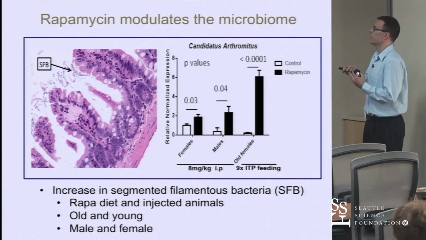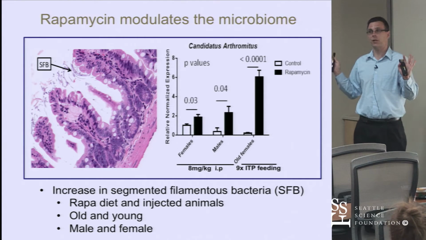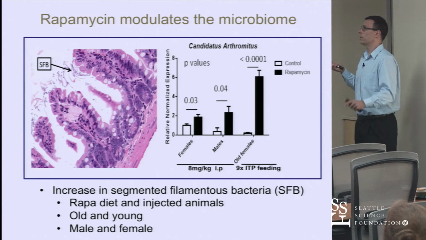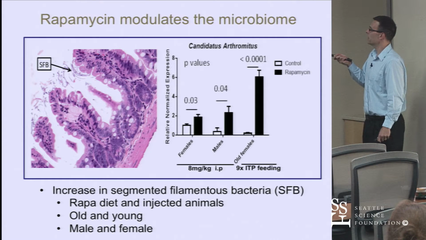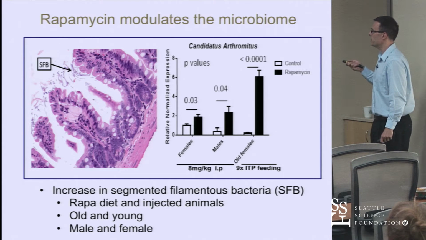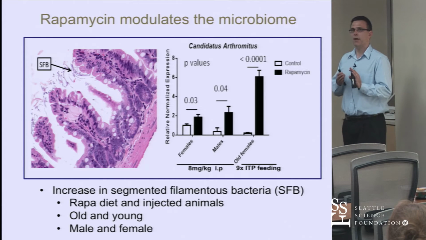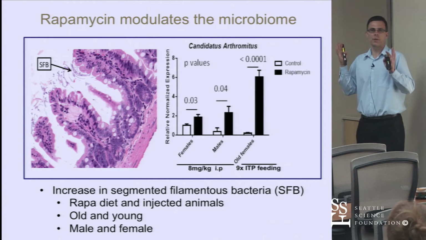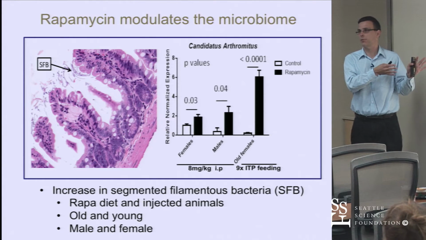And in both cases, we saw, as you might expect, anything's going to change the microbiome, right? We saw lots of changes. The one that was most striking to us was this dramatic increase in segmented filamentous bacteria, or SFB. And you can actually see them here as these long filaments in the intestine. And then in DNA analysis and RT-PCR, we were able to detect increases in SFB in at least 4 different cohorts, both by injection of rapamycin or by dietary treatment with rapamycin.